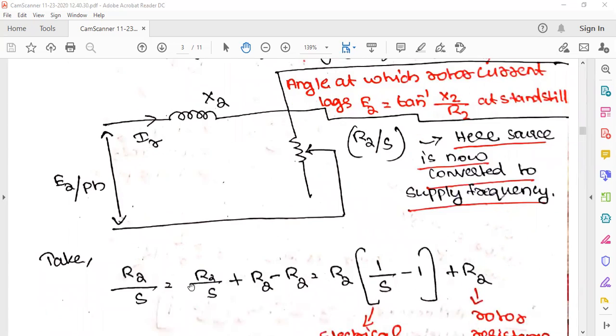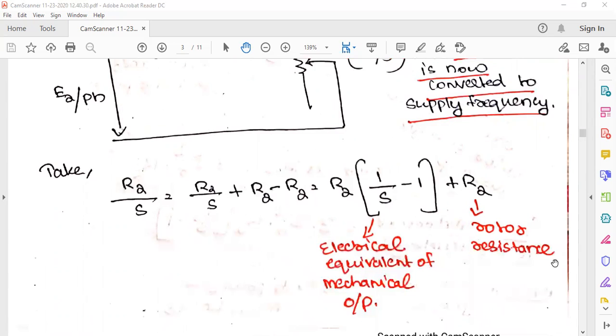And now we add and subtract R2 to R2 by S. So R2 by S is equal to R2 by S plus R2 minus R2, which is equal to R2 into (1 by S minus 1) plus R2. So R2 is the rotor resistance, and R2 into (1 by S minus 1) is the electrical equivalent of the mechanical output. You will understand more about this later.